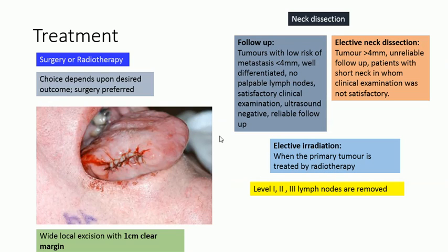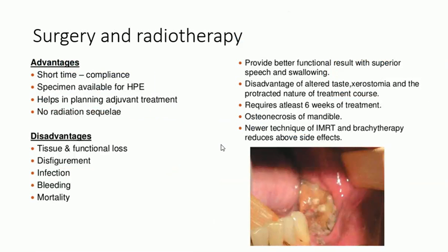So what are the lymph nodes that are removed? Level 1, 2 and 3 lymph nodes are usually removed. Now, surgery and radiotherapy, what are the advantages and disadvantages? The advantage of surgery is short time, and so better compliance. That is, it does not take a long time. For radiotherapy, the patient needs to keep coming again and again. Over here on the right side, radiotherapy requires at least 6 weeks of treatment, so that can reduce compliance.